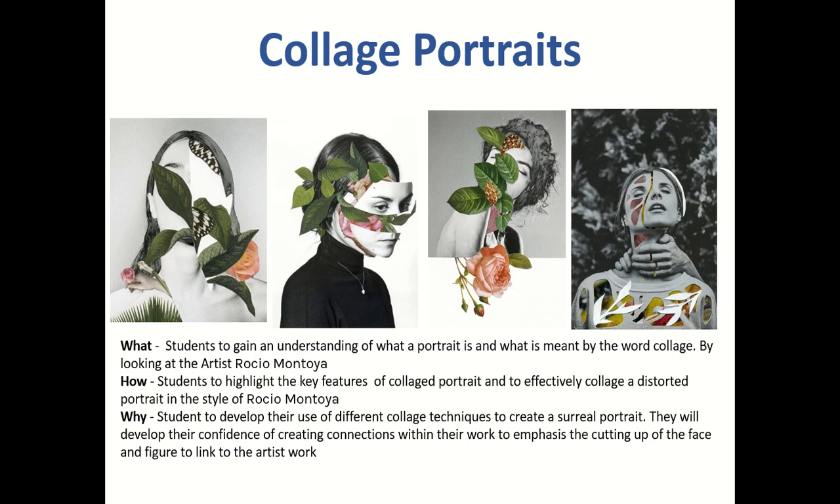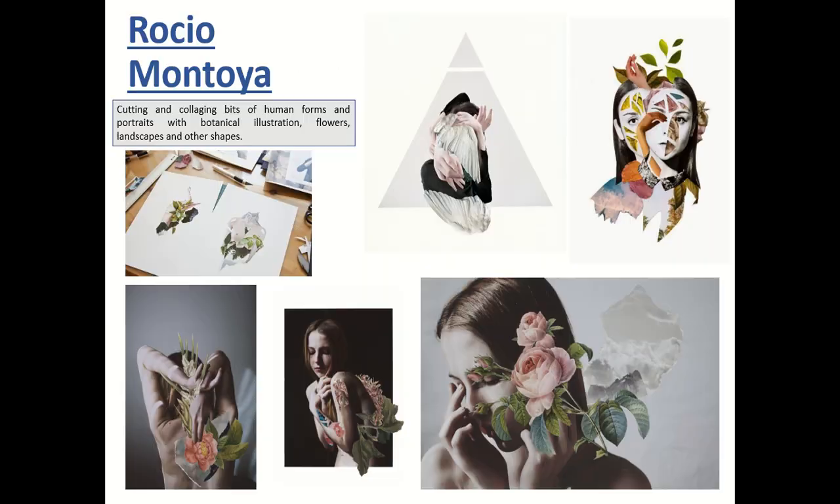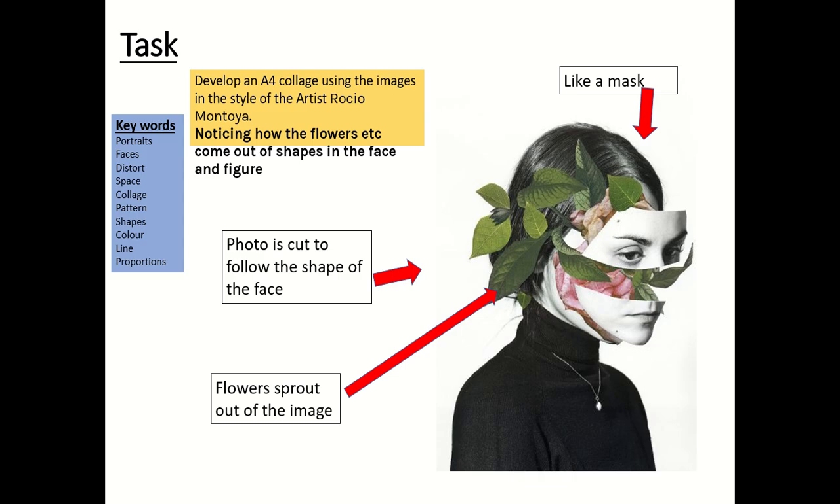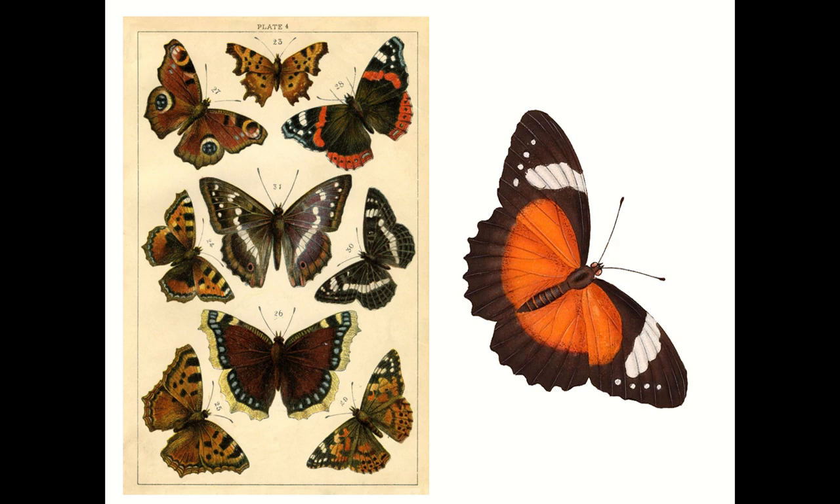So obviously you'll have to understand how to get a good portrait in the style of Montoya with these sort of angles and shapes. These are some of the other examples that she's done. This is how you make the image with the face lifted off and flowers sprouting from the face. And these are some of the images you can use.